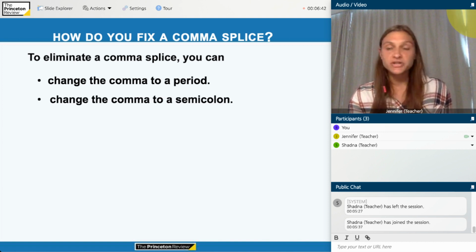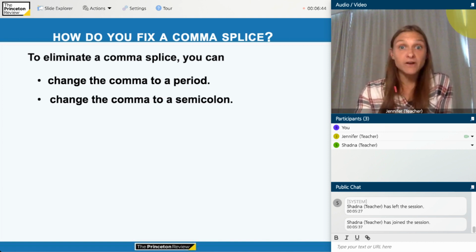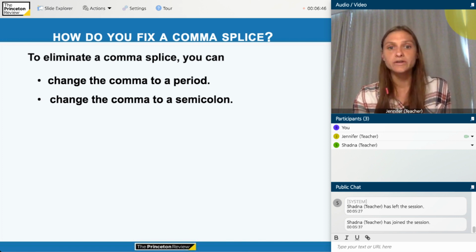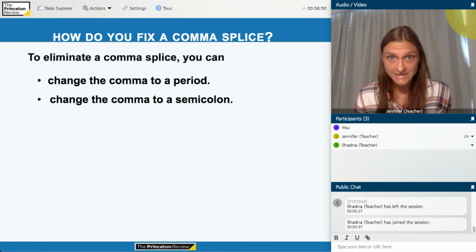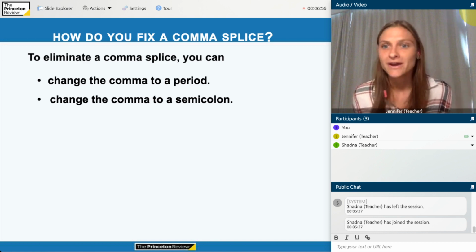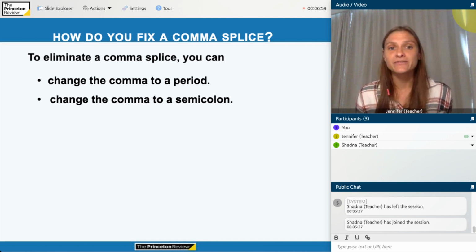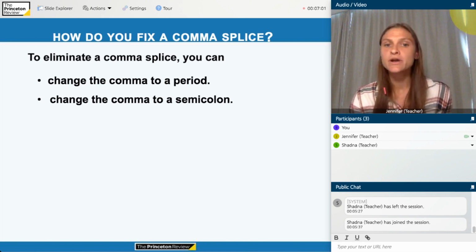You can also change the comma to a semicolon, which functionally speaking, does the same thing as a period. It separates two complete ideas. Now, from a stylistic standpoint, you might have been accused of being semicolon happy by a teacher in a literature class. So stylistically, there are some nuances going on, but functionally, periods and semicolons both separate two complete ideas.